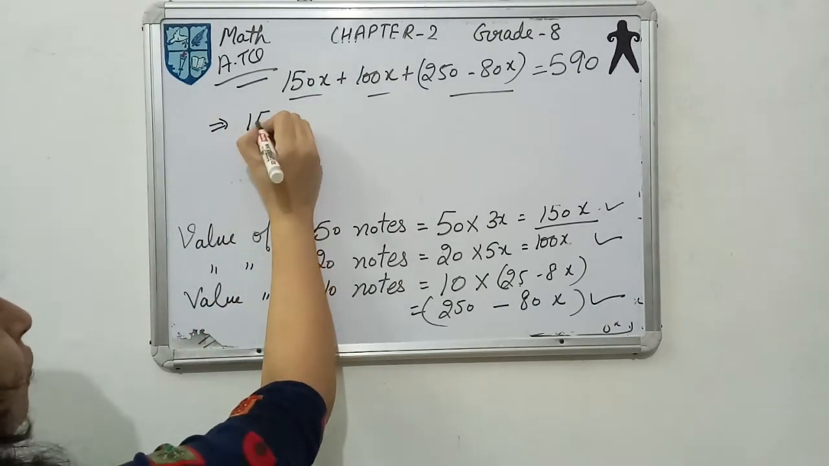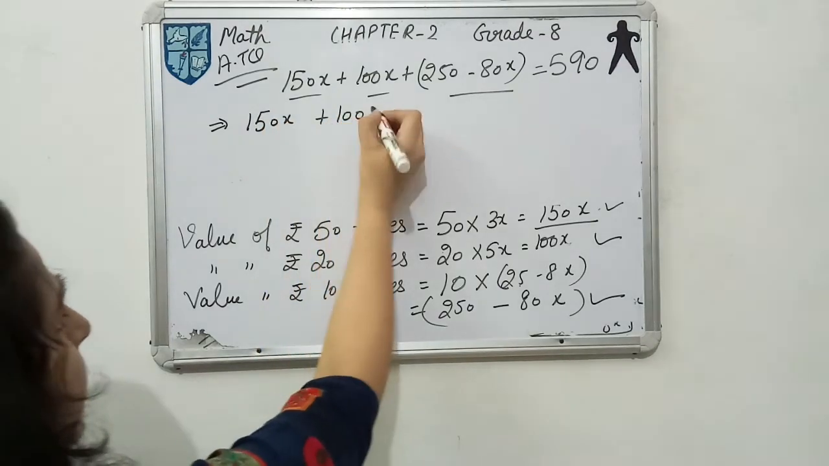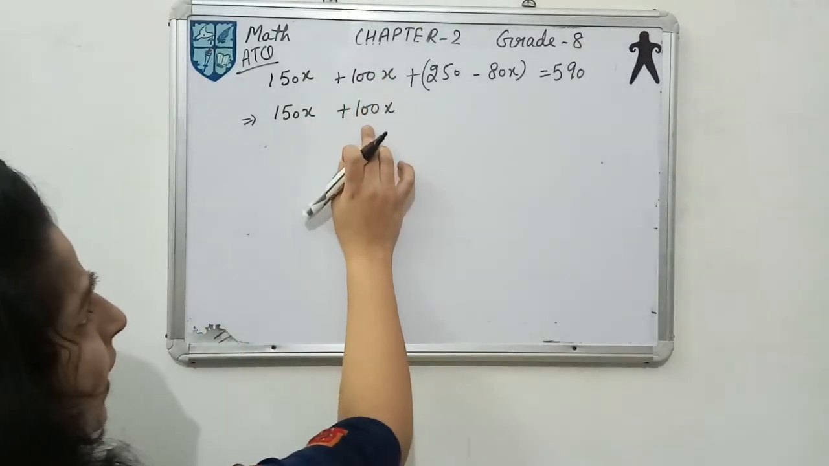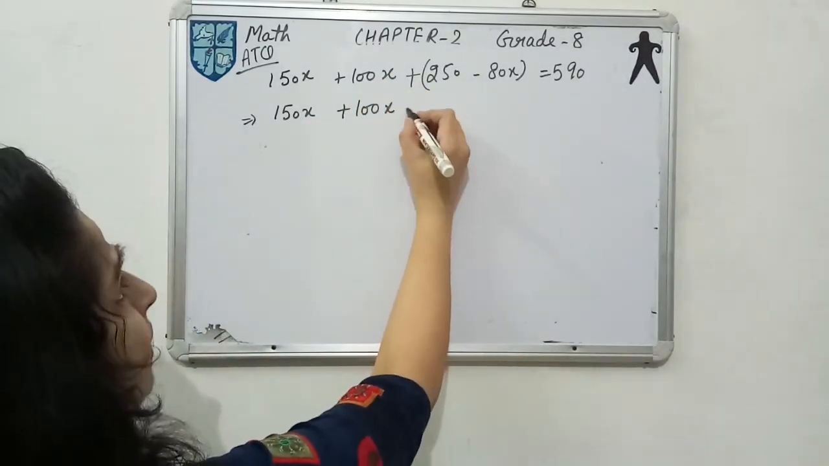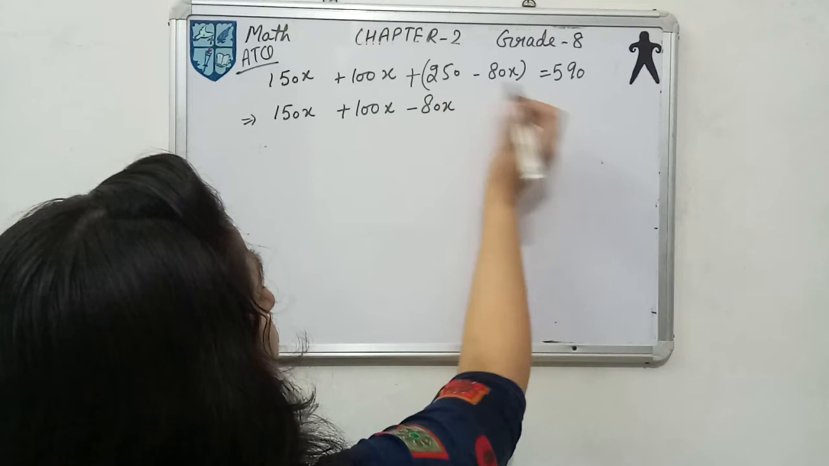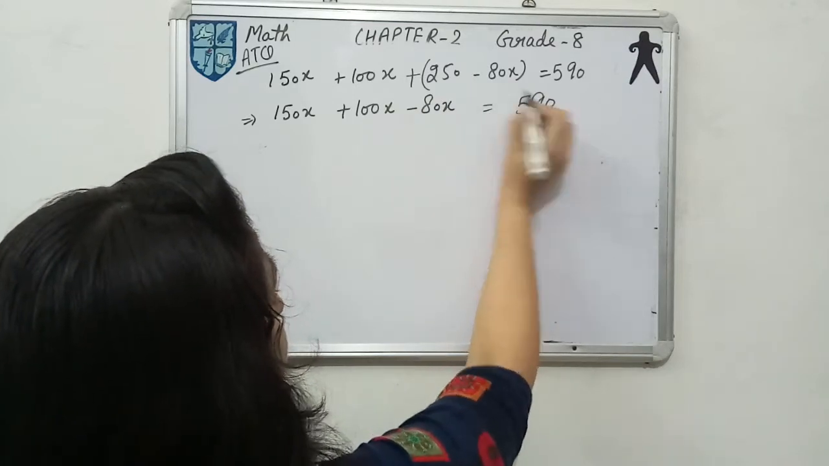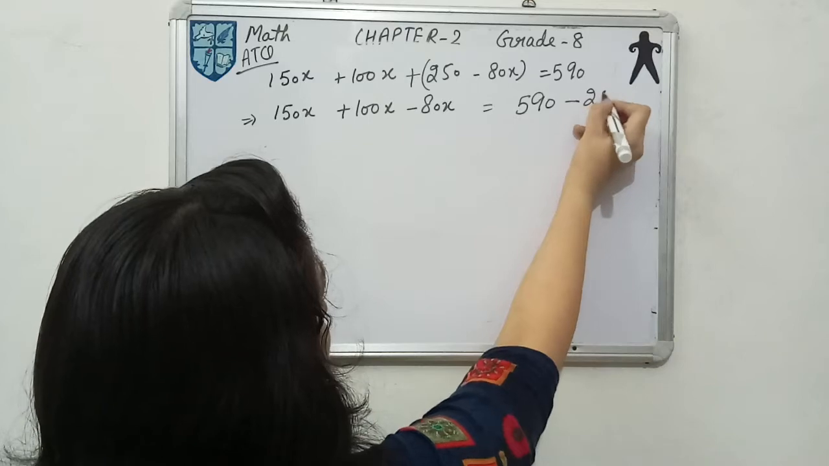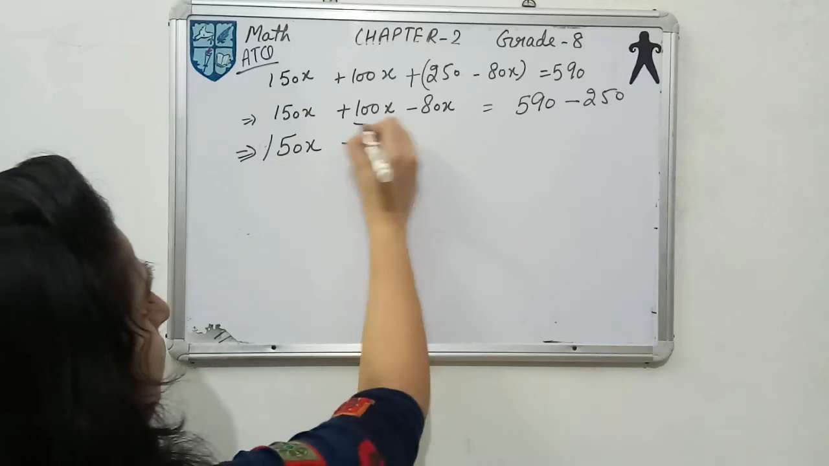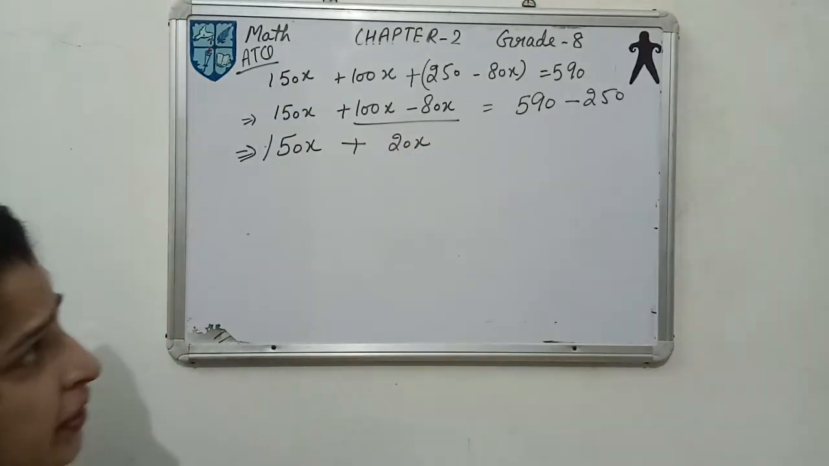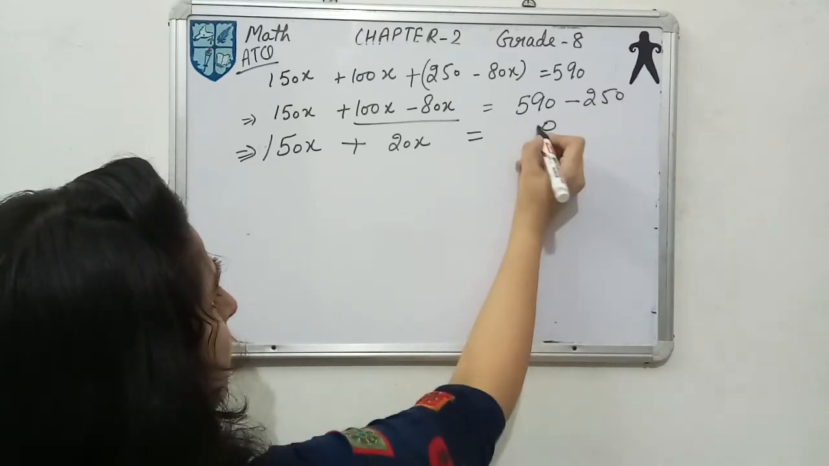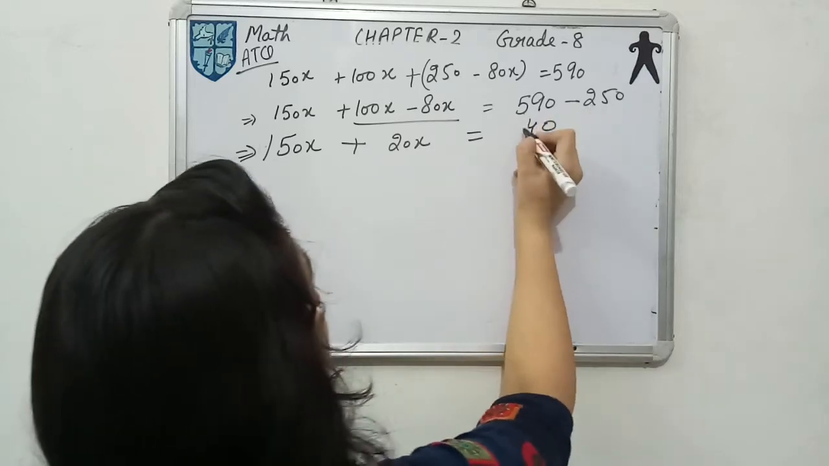So what you will do? So 150x plus 100x. Okay. So here you have got 150x plus 100x. Now I just need to shift this 80 here. So minus 80x. Why have we shifted? Because I want x terms together. So this 250 I can shift to the other side. 590 minus 250 will go to the other side. It implies that 150x plus 100x minus 80x, when you solve this, you will get 170x. 100x minus 80x is 20x. If you solve it further, you will get 0 minus 0 is 0, 9 minus 5 is 4 and 5 minus 2 is 3.